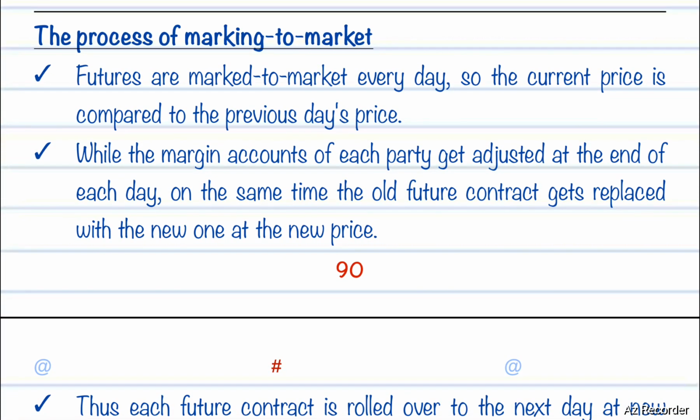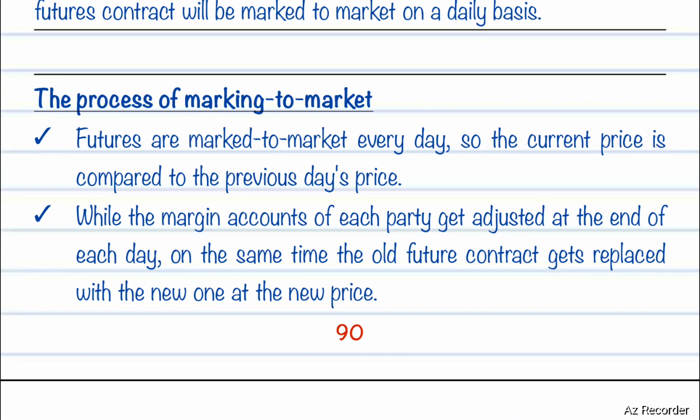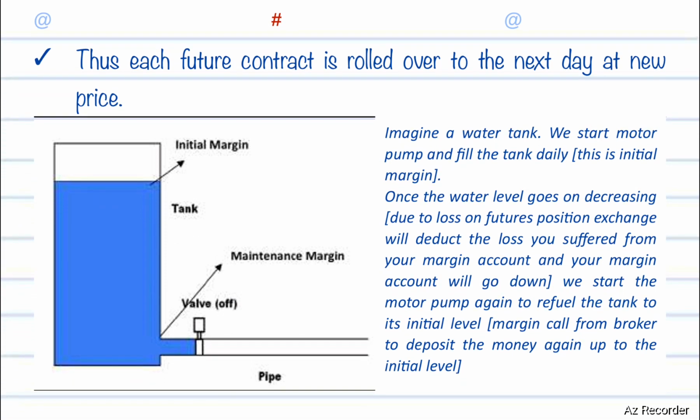The process of marking to market. Futures are marked to market every day, so the current price is compared to the previous day's price, while the margin accounts of each party get adjusted at the end of each day. At the same time, the old futures contract gets replaced with a new one at the new price. Thus, each futures contract is rolled over to the next day at the new price.